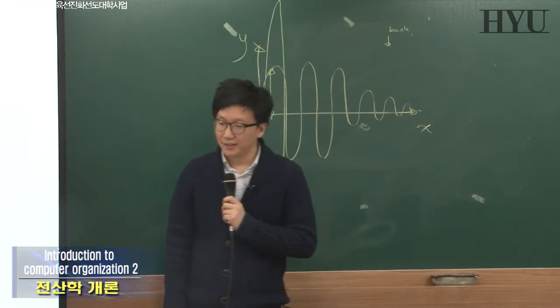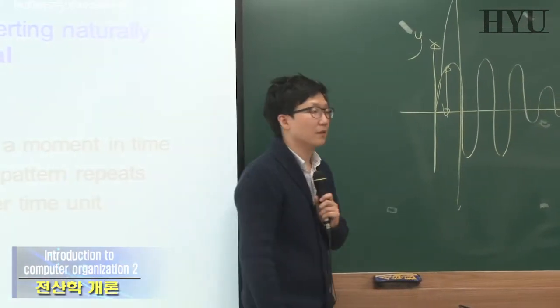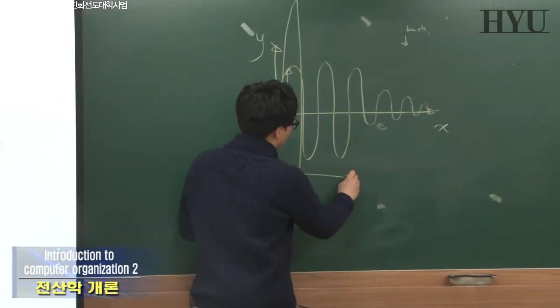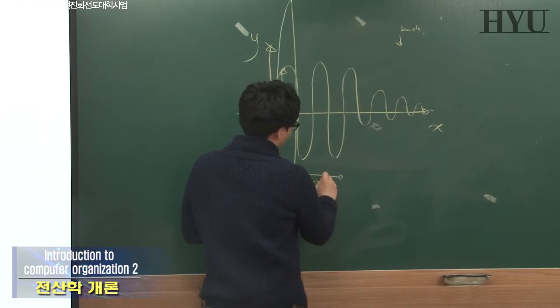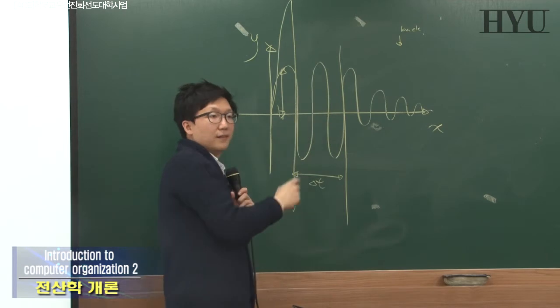Period: the length of time until the wave pattern repeats. Maybe X and Y, delta T. How many times does it fluctuate? This is the period.